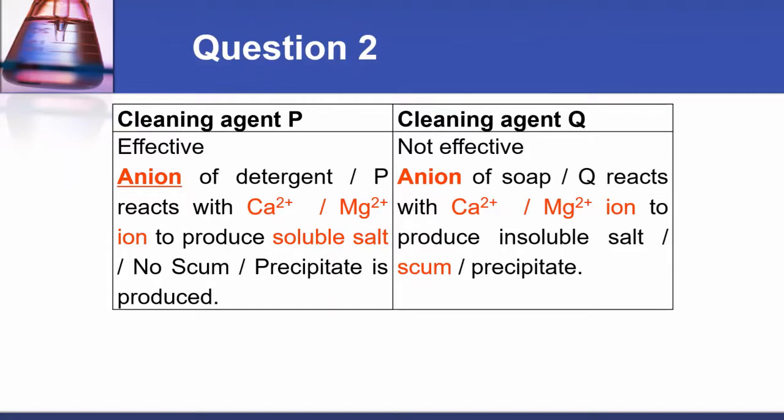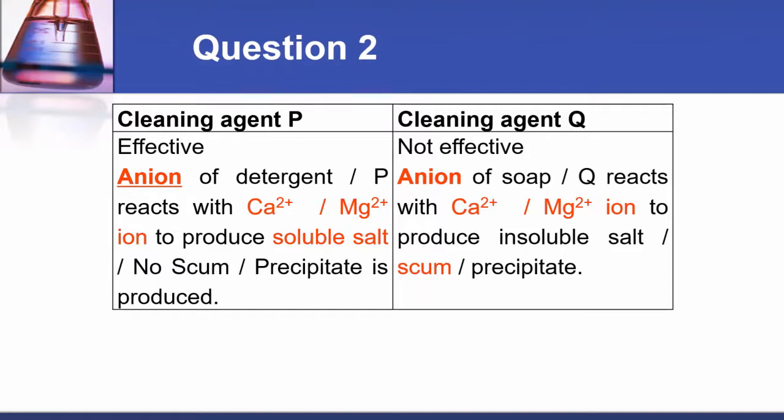Second mark will be you need to explain. P will be detergent, so anion of detergent, or you can say anion of P reacts with calcium or magnesium ion in the seawater to produce soluble salt. Or you can say no scum is produced. When anion of P reacts with calcium or magnesium ion.